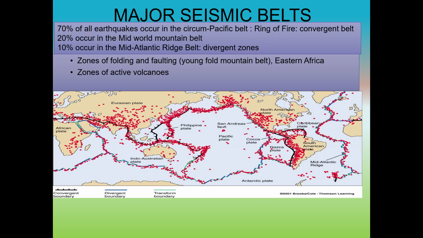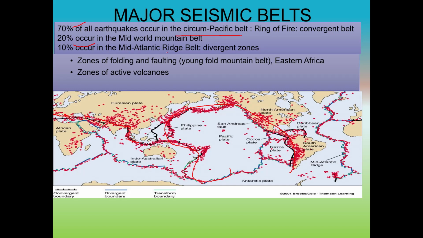Major seismic belts of the Earth. 70% in the Circum-Pacific Mountain Belt, that is the Ring of Fire, and then 20% in the Mid-World Mountain Belt. The Mid-World Mountain Belt goes through the Mediterranean region, Alps, and other fold mountains over there, and then the Caucasus Mountains, Zagros and Elburz, and then the Himalayan belt, which again through the southern side turns and joins with the Indonesian belt, and again joins with the Ring of Fire.